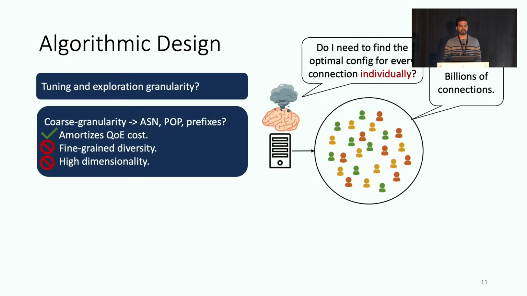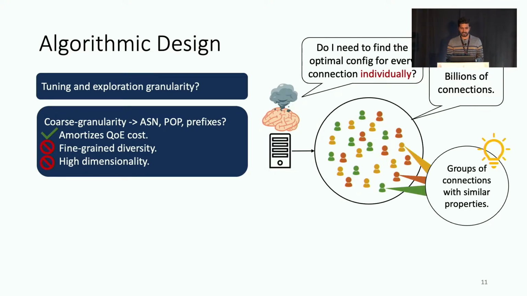One option is to group the connections based on things like AS prefixes or edge locations. While this does help with amortizing the QoE cost, because we can spread out the search to different connections in the same group, it does not address the fine-grained diversity and high dimensionality that may still reside within the AS or the prefix. So our insight here is that groups of connections with similar properties behave similarly.